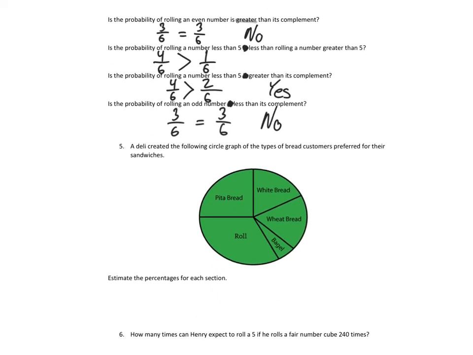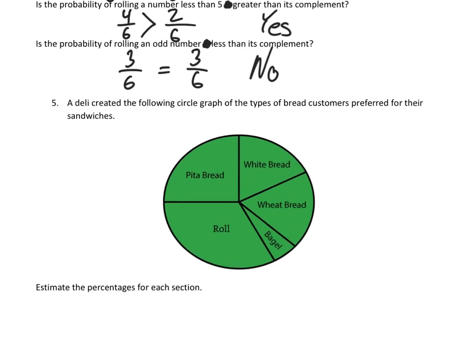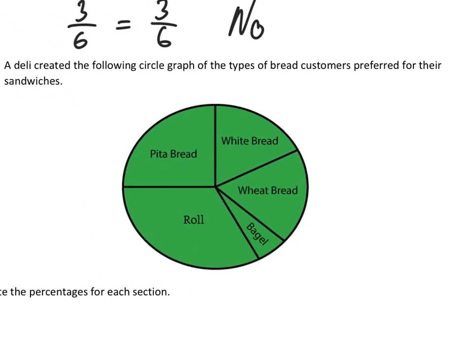All right, on to number 5. It says the deli created the following circle graph of types of bread customers preferred for their sandwiches. Estimate the percentages for each section. Okay, so here's what I do know. I do know that this whole thing is 100%. Now I got to figure out each section.